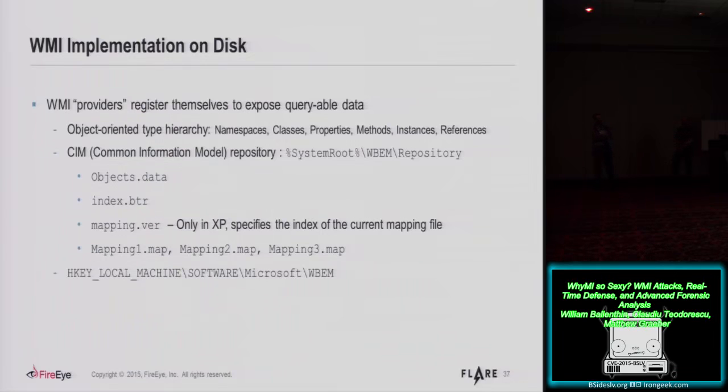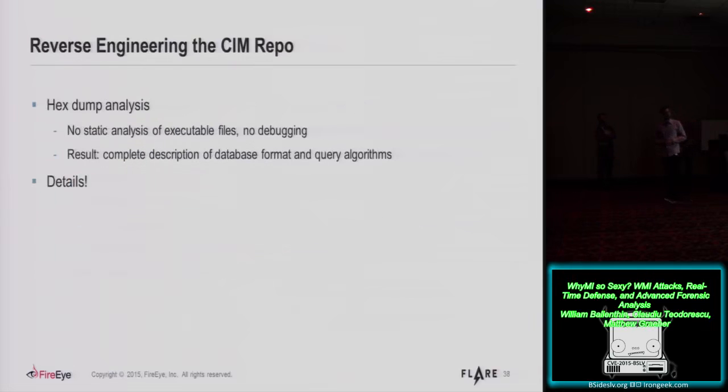In the same directory, there's this index.btr file, which has a bunch of crazy hash-looking strings, but no useful data to the human eye. And then there's a couple other files there, and they're all kind of related, but we really didn't know what was going on. So we spent some time reverse engineering this.